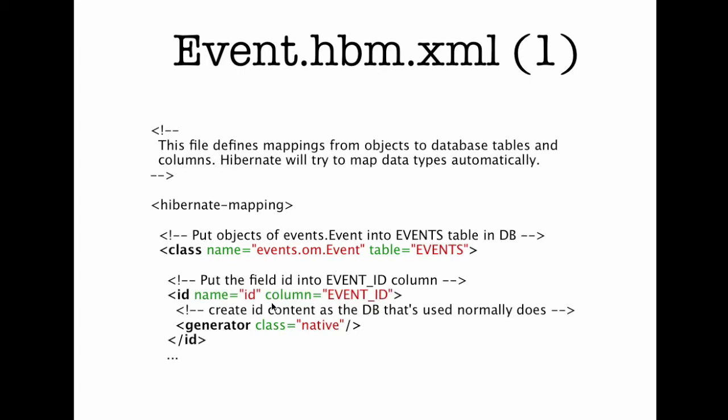The first one here is about the ID field of an event object. So we point to the corresponding field in the class, and we also point out the name within the table and some other details that I will not talk about here.